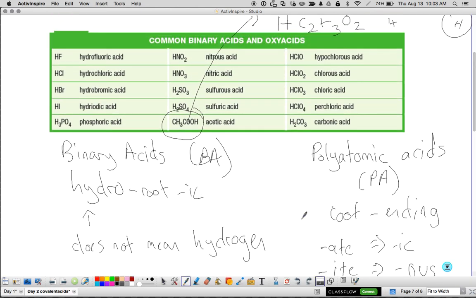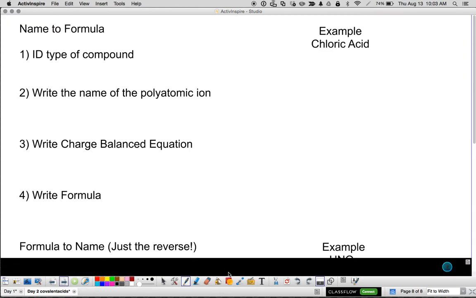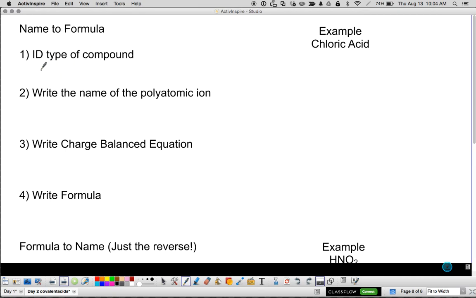So let's do a couple examples here. Name to formula. You have to identify the type of compound. Well, I know that this is an acid, so it's either a binary acid or a polyatomic acid. Binary acids always have the prefix hydro. This does not, which means it's a polyatomic acid. Write the name of the polyatomic ion. Really what I'm looking for here is just the anion. For a binary acid, it would be a monatomic anion. So here, this is chloric, and I know that ATE goes to IC, which means I can go the other way. It goes to ATE. So this would be chlorate.